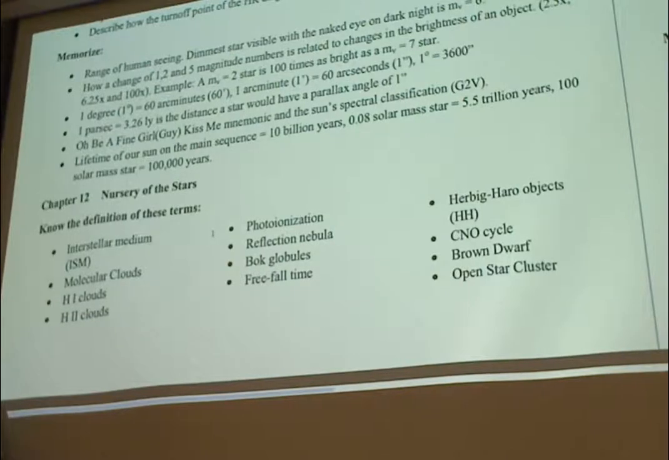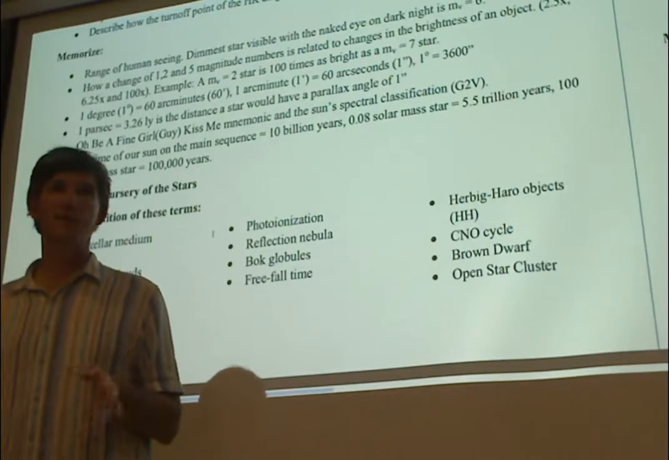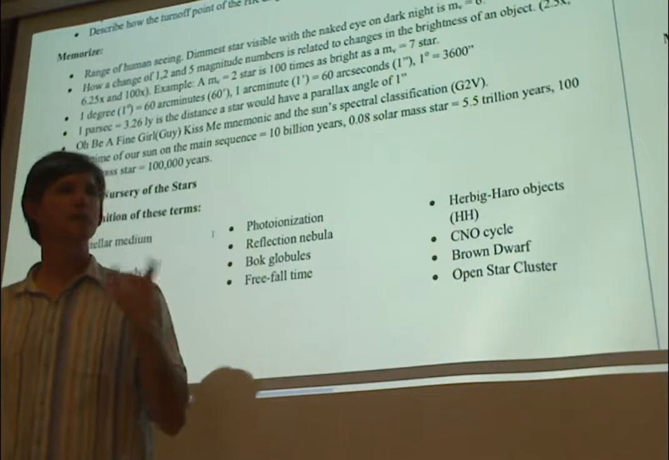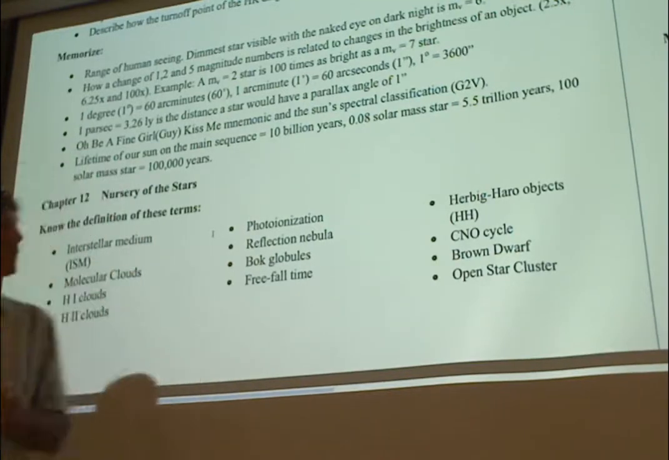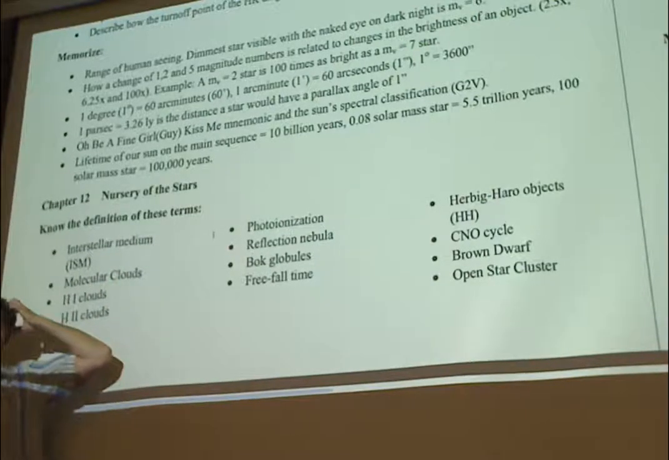The first one is called the molecular cloud. And then the second one is called an H1 region. The third is called an H2 region. The fourth is called WIM, and the fifth is called coronal gas. Right, so there's five different interstellar mediums that we talked about. So they're listed here. Molecular clouds. What do you know about them? Are they hot or cool?